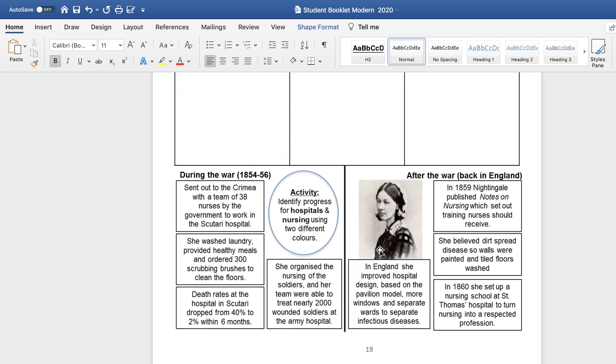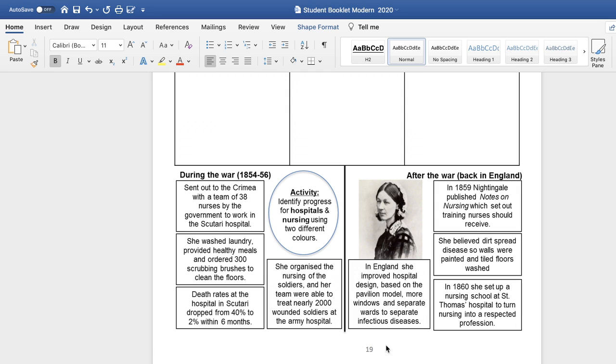She also thought about the idea of sanitation, and she improved hospital designs. She used something called the Pavilion Model. The Pavilion Model is essentially the idea of really big, wide rooms, separate wards but wide, big areas, more windows, more space, but separate wards for different diseases. This had a really big impact because different diseases affect your immune system differently. You might require different things, specialized care. You might also stop infections spreading from each other.